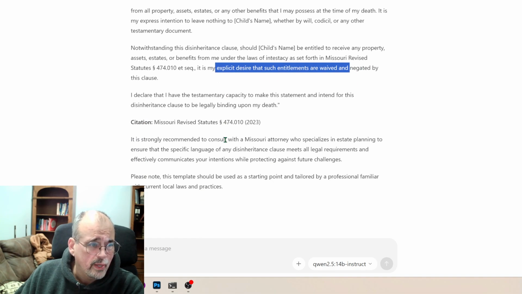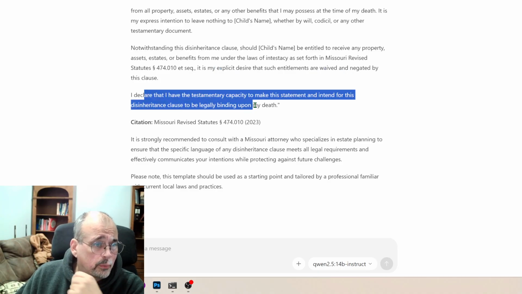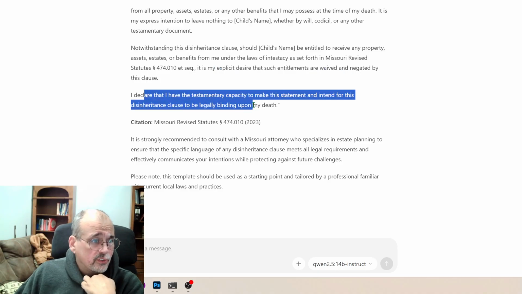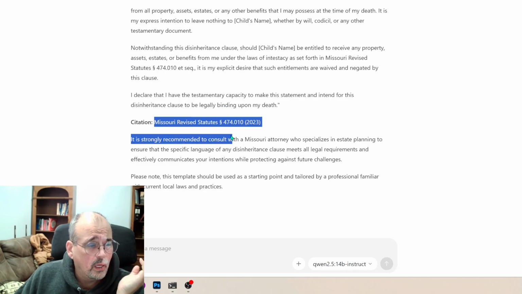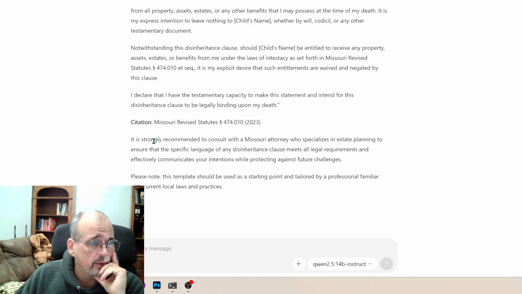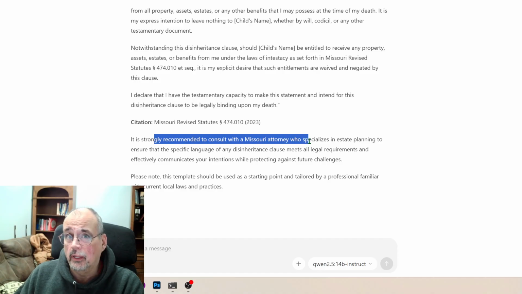Well, you can't waive something they're entitled to. They might be able to waive it, but you can't. So that's wrong. Testamentary capacity to make this statement, intend for a disinheritance clause to be legally binding upon my death. Citing a statute that doesn't apply. Strongly recommend to consult a Missouri attorney. Yeah, you should probably definitely do that. But if you are an attorney and you're using this, you can't use this. This is crap. It's not going to work.